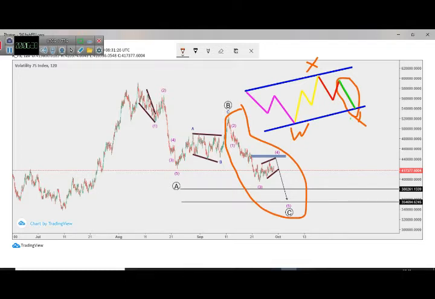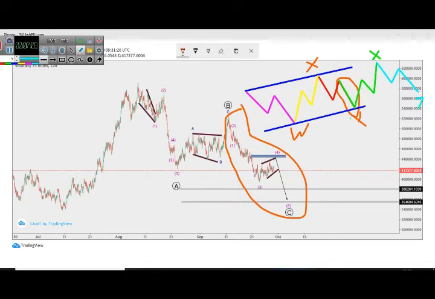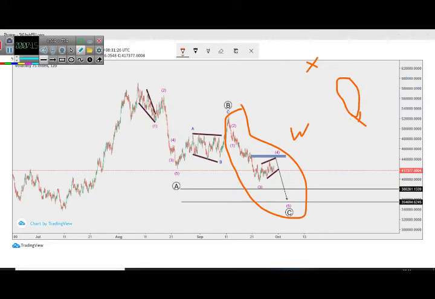So we may have something like this, or it can even continue to be something like this: W, X, Y, a W, X, Y, then we have an X here, then we have another W, X, Y, X, and then here we have a Z. So watch out for something like this, guys. Watch out for something like that.